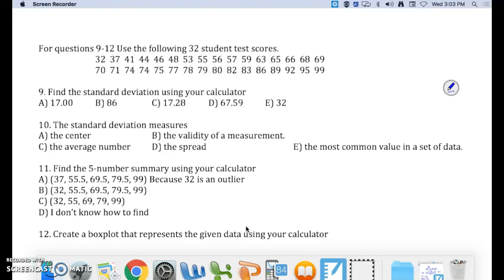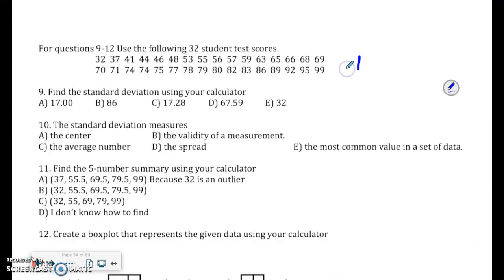How do you find standard deviation using your calculator? That is question 9. Well, what you will need to do is you will need to hit the Stat button. You will arrow over to Calc, and you will select one variable stats.